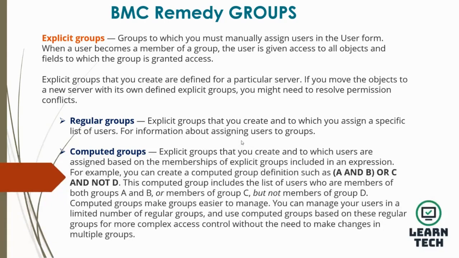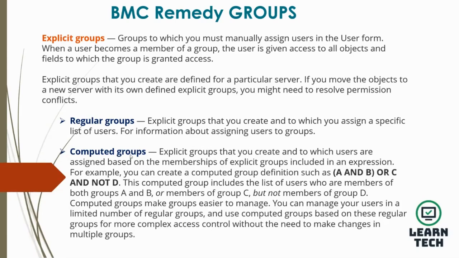For explicit groups, there are basically two categories: regular groups and computed groups. Regular groups are normally a group where you create an entity, and then you add people to that entity, and whatever permission that entity has, all those people will get those permissions. Now, the computed groups.